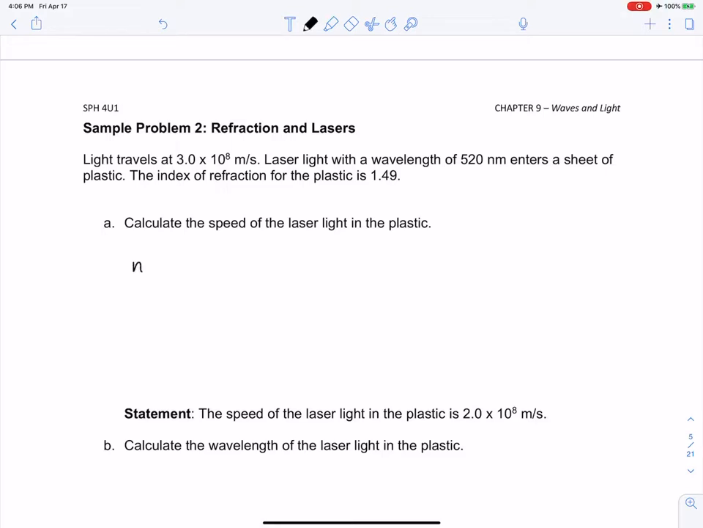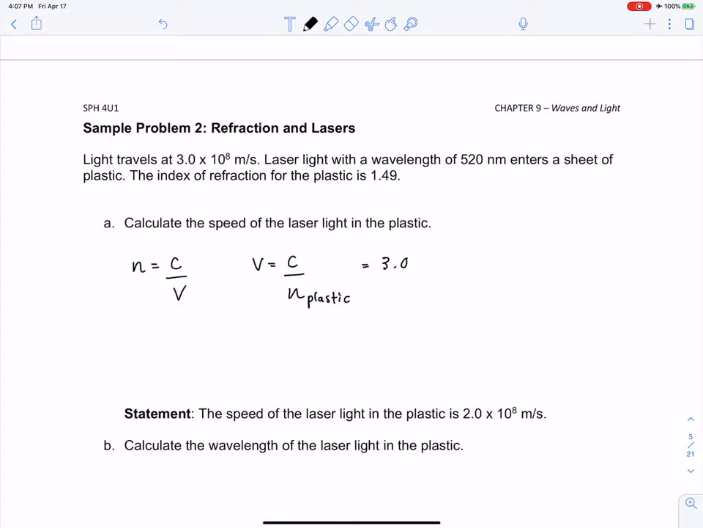So we know that the index of refraction is equal to the speed of light over the speed of light in the new material. So the speed of light in a vacuum over the speed of light in the new material. So if we want to find the speed of light in this new material, it's equal to the speed of light in a vacuum divided by the index of refraction, in this case for plastic.